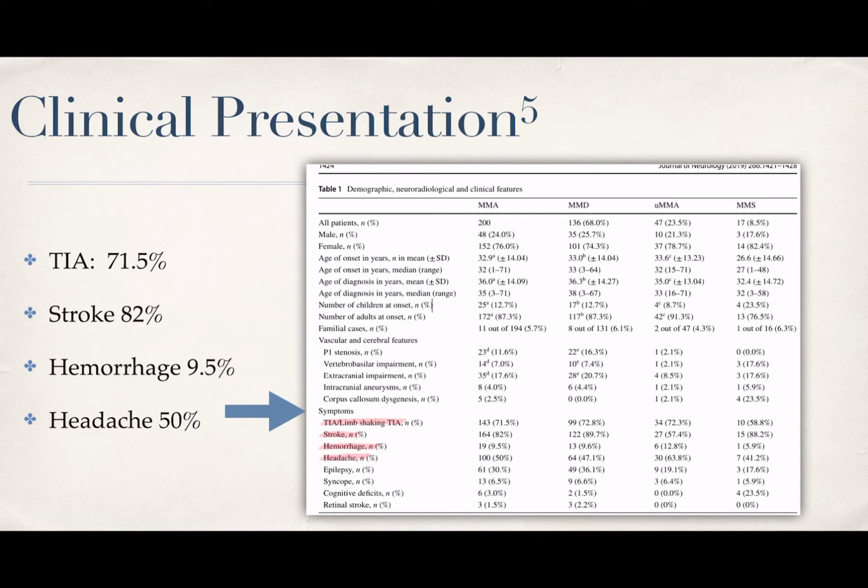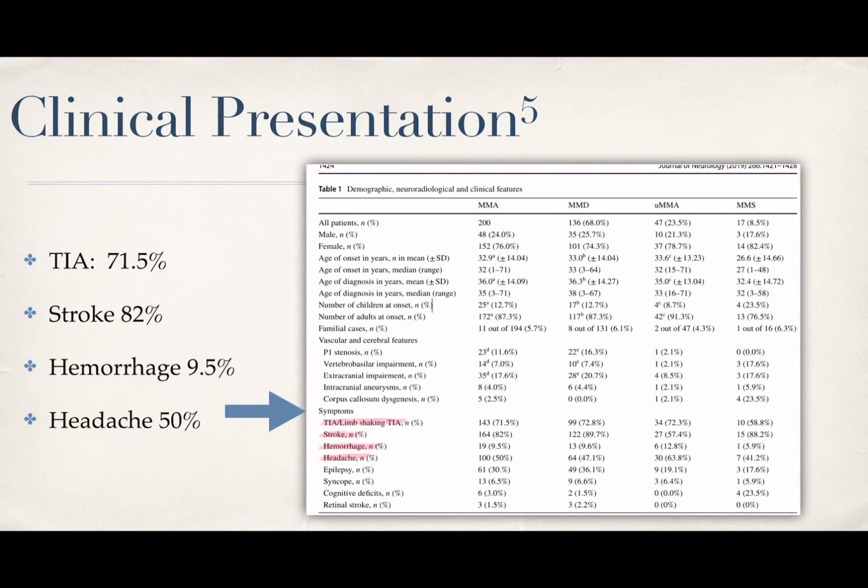So, of the 200 patients, the great majority experienced ischemic cerebral symptoms. 71.5% were diagnosed with at least one TIA, 82% had stroke on retrospective analysis, and then 9.5% suffered from cerebral or subarachnoid hemorrhage. Now, these numbers really follow suit with those of Asian descent, except for hemorrhage. Hemorrhagic stroke tends to be higher for those of Asian descent than it does for those of Caucasian descent.